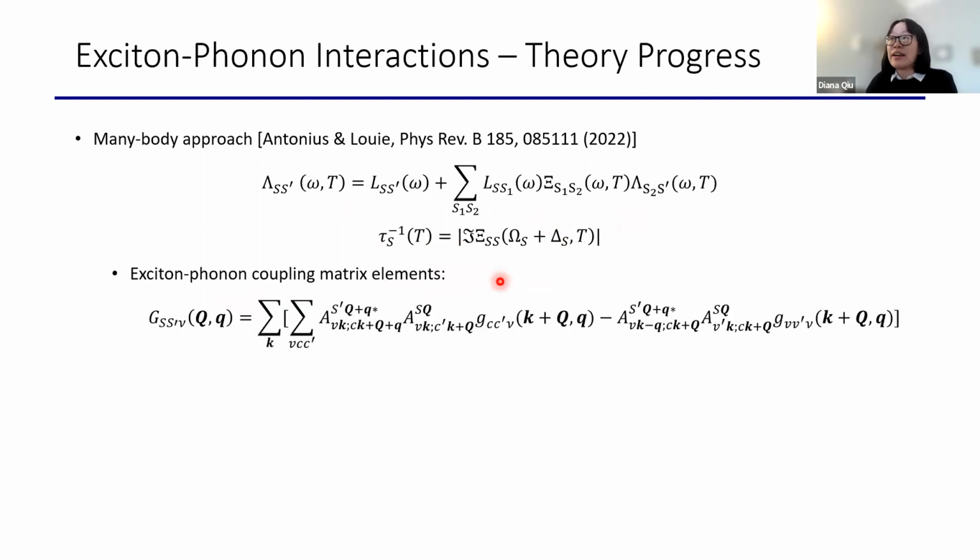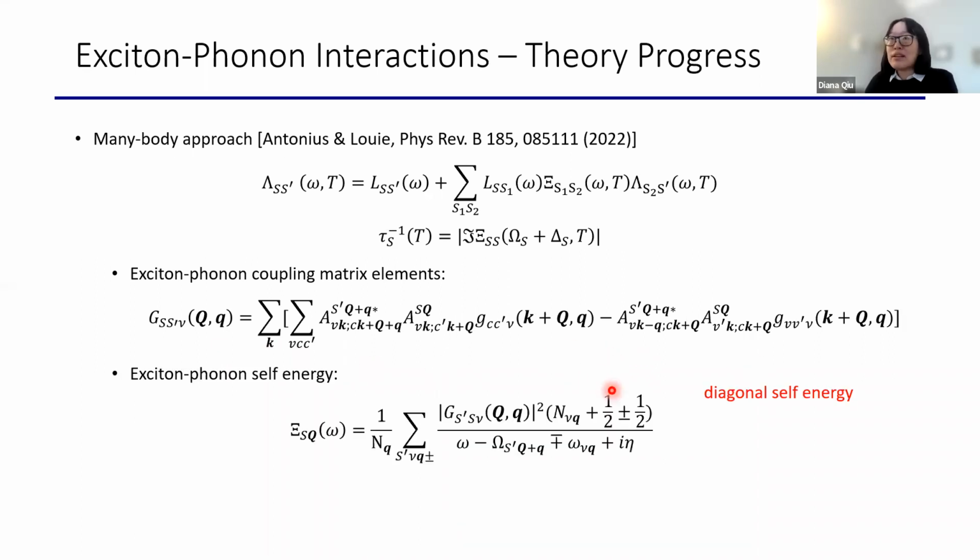To obtain this self-energy, we first need to obtain the exciton-phonon coupling matrix elements, which can actually be constructed from the electron-phonon coupling matrix elements, these little g's here, obtained from density functional perturbation theory. And here, what capital G is describing is the probability amplitude that an exciton S with a center of mass momentum capital Q is going to scatter into another exciton state S prime with momentum big Q plus little q. And it's going to scatter by either absorbing or emitting a phonon. So that's what this equation means.